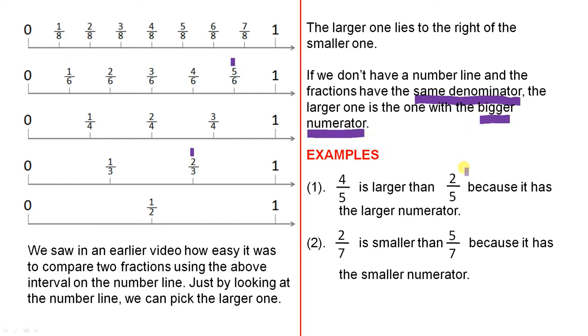Let's look at two examples. 4 over 5 is larger than 2 over 5 because it has the larger numerator. That is, 4 is larger than 2, so 4 over 5 is larger than 2 over 5. 2 over 7 is smaller than 5 over 7 because it has the smaller numerator. 2 is smaller than 5, so 2 over 7 is smaller than 5 over 7.